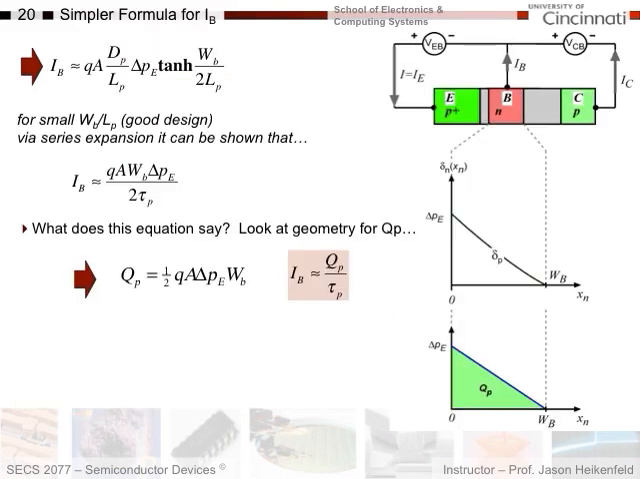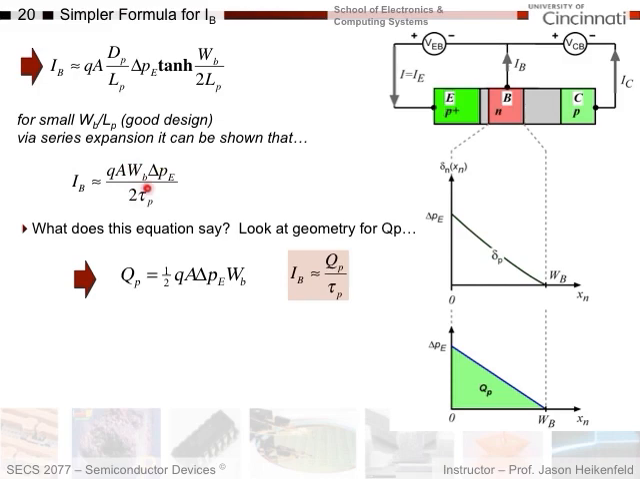Okay, I'm going to show you one way real quick to do a simpler formula for the base current. So if my base current, I can get rid of the hyperbolic trig functions as follows, and you'll see why. So if I have a good design, meaning I've got a small WB over LP, it's a small number, then you can show via series expansion that base current can be calculated as follows, okay? Where I've got charge, area, width of the base, delta PE, 2 divided by tau P.